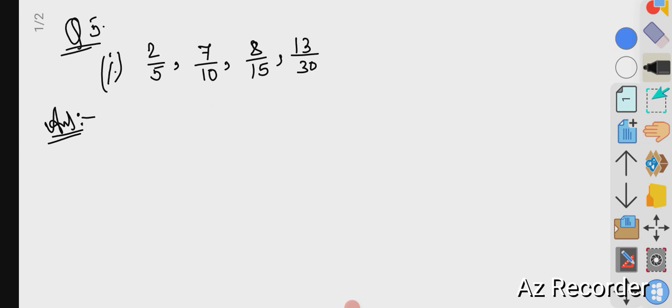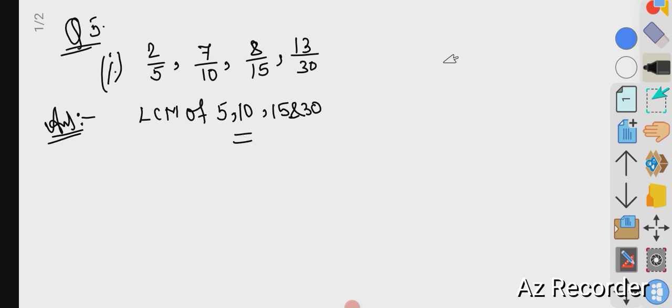Now you can recall what we were doing in the topic of fractions. We try to make the denominators the same. In order to make the denominators the same, we will take the LCM of 5, 10, 15 and 30. Okay, so let's do it. We will take the LCM of 5, 10, 15 and 30.